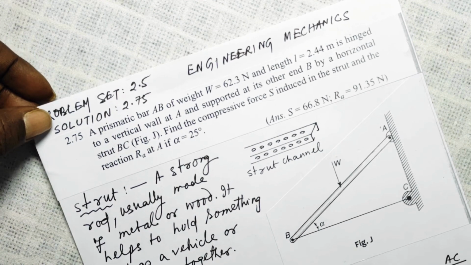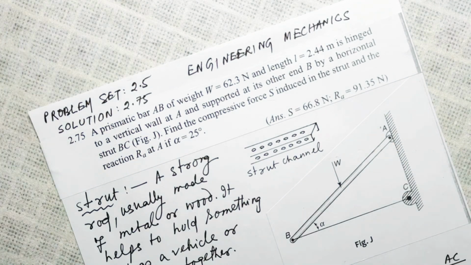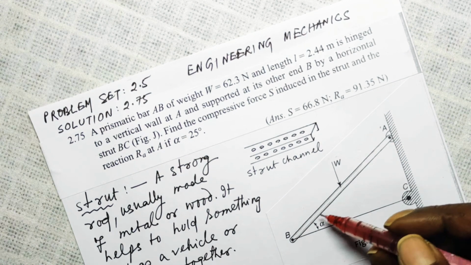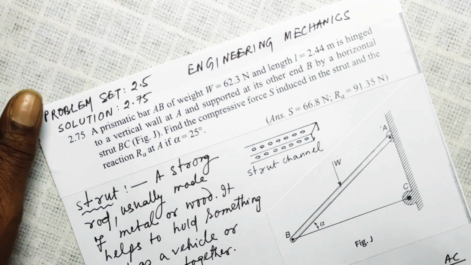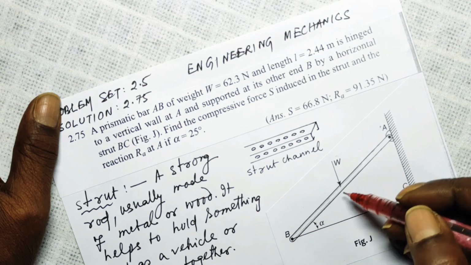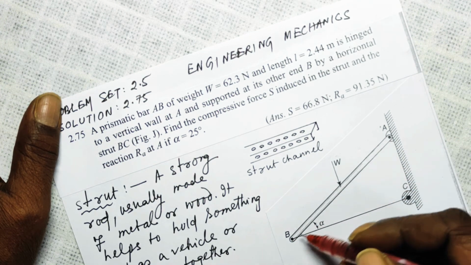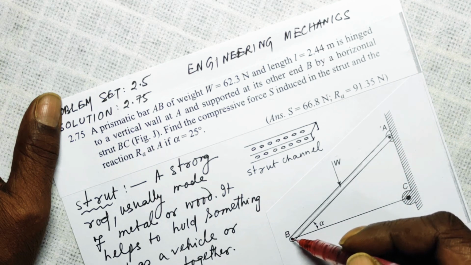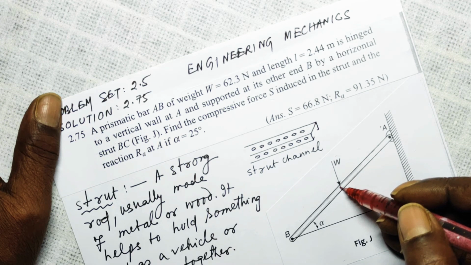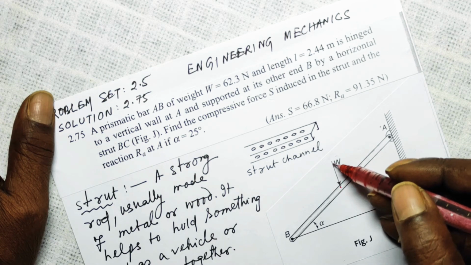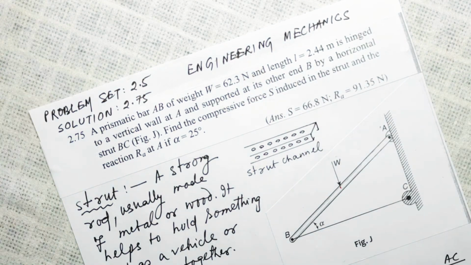So look at the statement first: a prismatic bar AB. AB is a prismatic bar, which means at all points throughout the bar, its cross section is constant, and its weight is acting from the center of mass. Since it is a uniform bar, the cross section is the same and it has the same density all throughout, so the center of mass will be exactly at the geometrical center. From this point, its weight is acting vertically downward, given as 62.3 Newton.